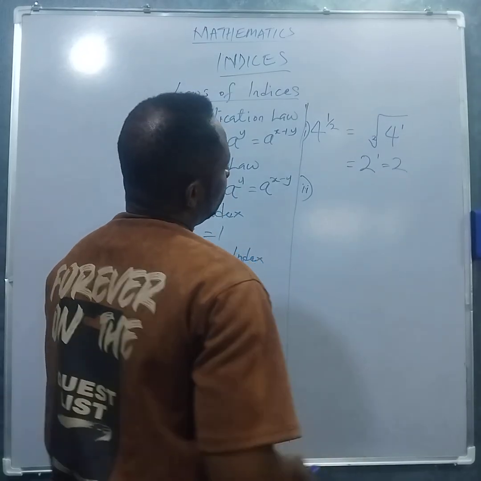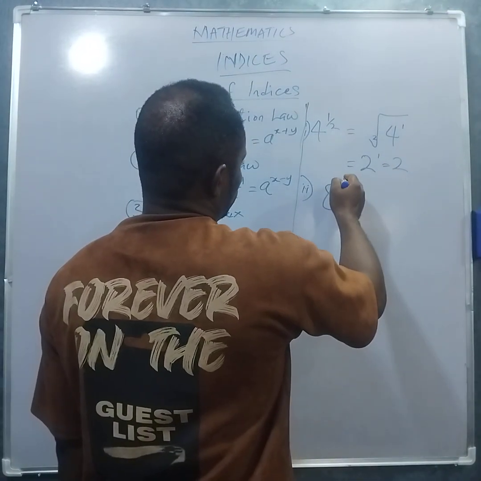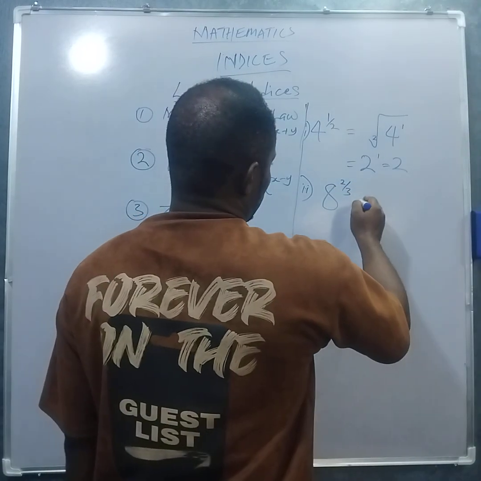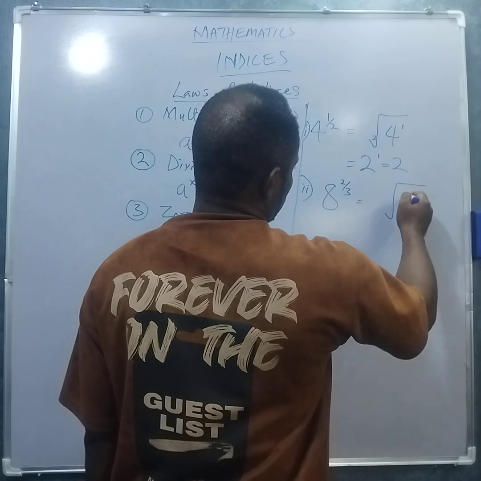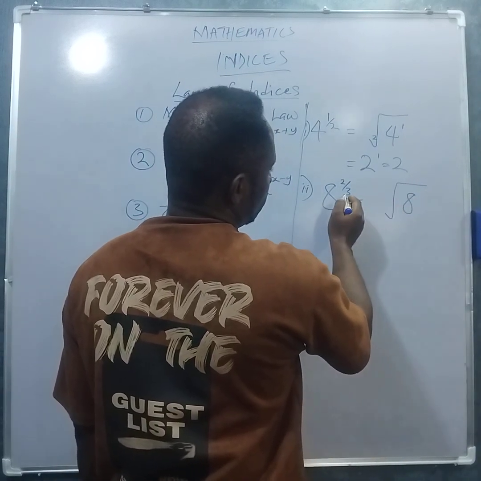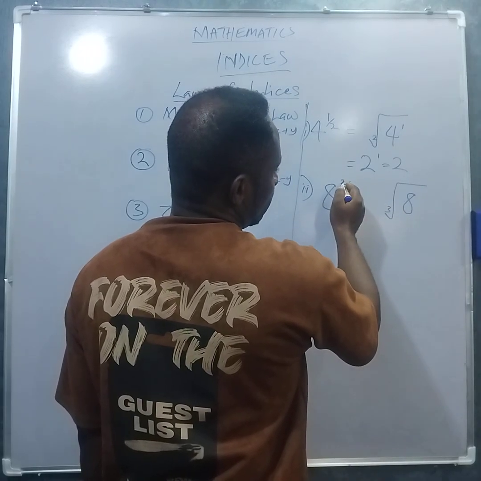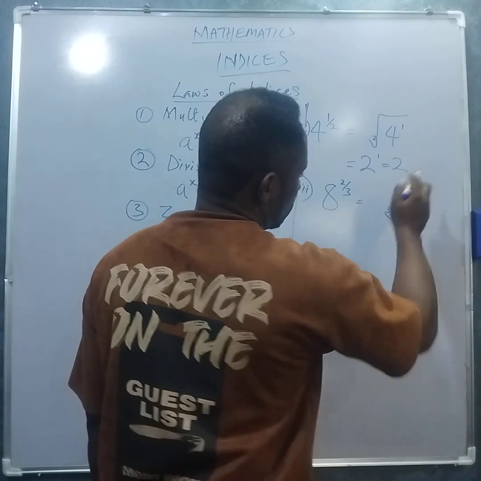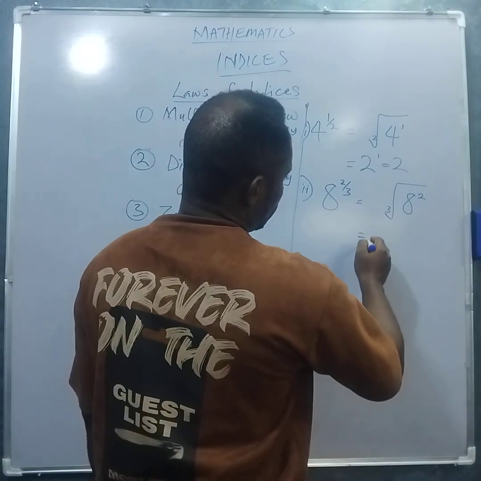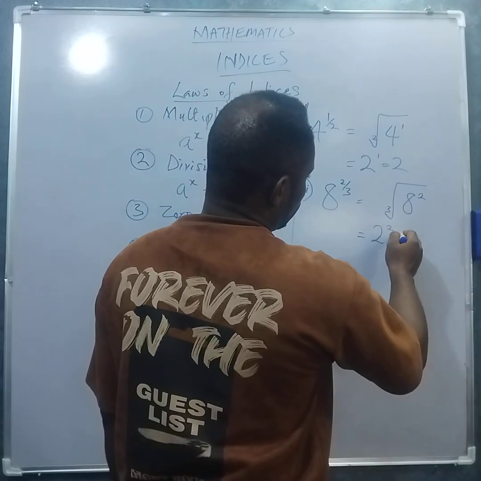So when you have another one, let's look at 8 raised to power 2 all over 3. The denominator becomes the root, while the numerator becomes the power. So this gives us 2 raised to power 2, which is equal to 4.